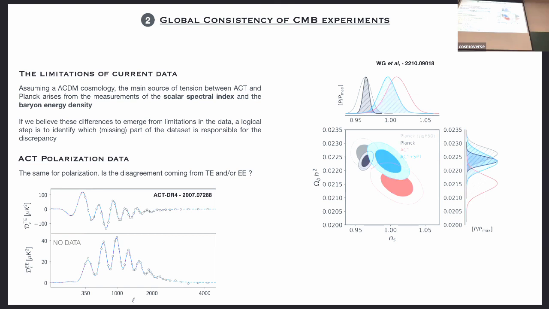Maybe the problem is arising from polarization. We have done many tests in this direction, and the one I would like to discuss today is that we have simply neglected any measurements of polarization by ACT, and we have replaced them with measurements by SPT. And if you do so, you basically solve the disagreement of the baryon. We are not in perfect agreement with Planck, but we still have an n_s peaked around 1. So we can't fully reconcile this difference.